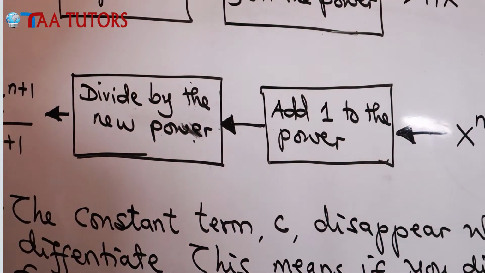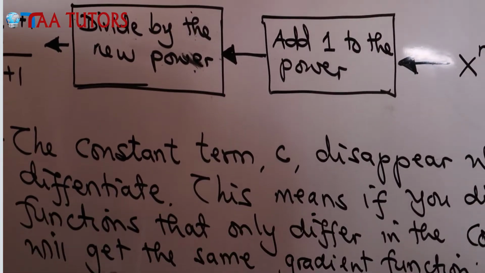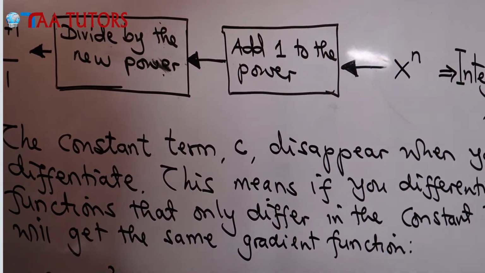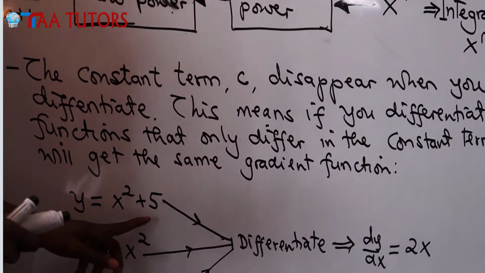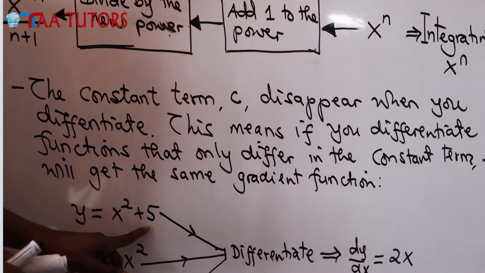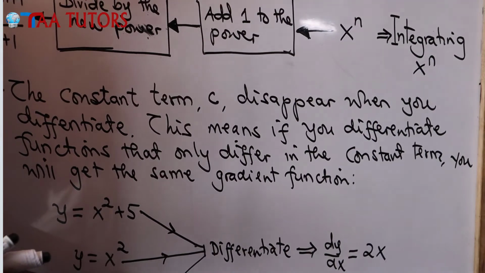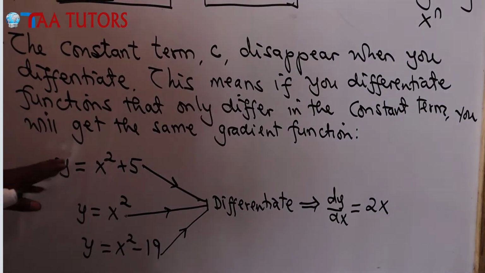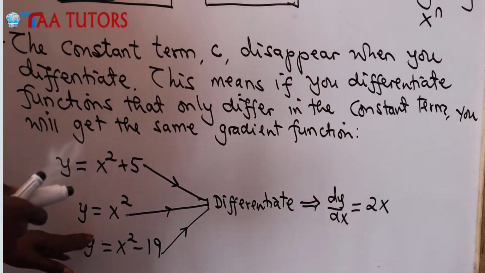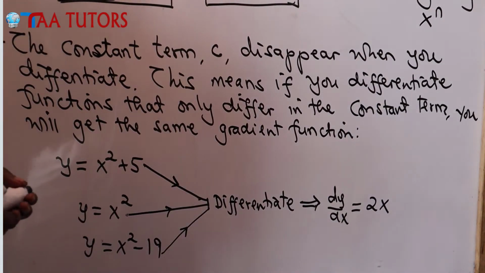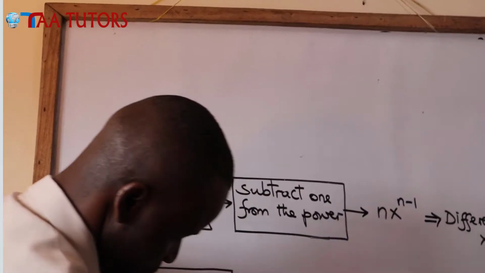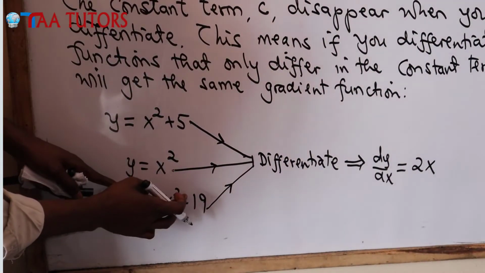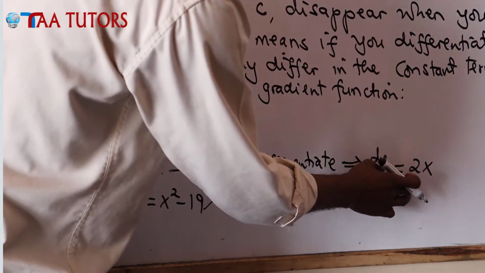Now, I've said that when you differentiate a term with constants, this one is what we call a constant here. It's what we can refer to as the y-intercept. This 5 here. Here it is negative 19. For this function here it is 0. Now if you differentiate all these terms, you realize that all these terms will give you the same gradient function. If you differentiate this one also, it will be dy/dx equals 2x. If you differentiate this one also, you'll have 2x here.